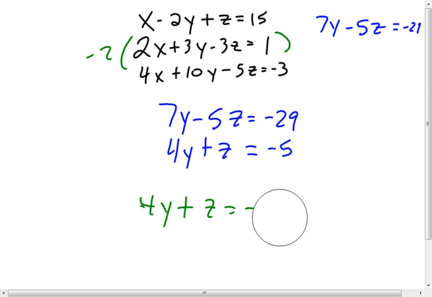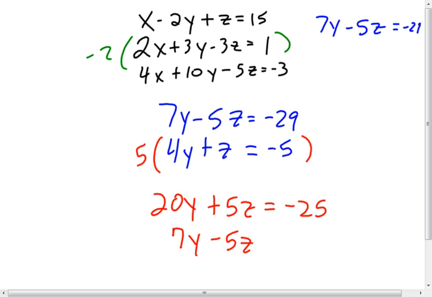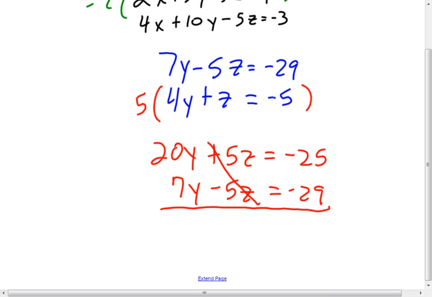Now as we look at these two equations, we want either y or z to add to 0, so I think the easiest thing to do would be to multiply the bottom equation by 5, and in doing so that'll give us a positive 5z, and we add those together and gives us 0. So multiplying that together would be 20y plus 5z is equal to -25. And rewrite the top, 7y minus 5z is equal to -29.